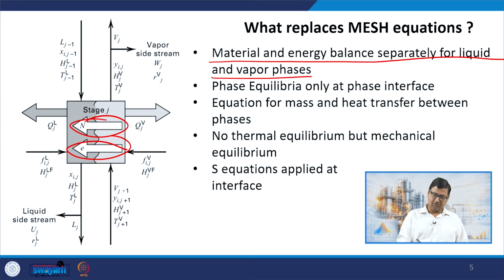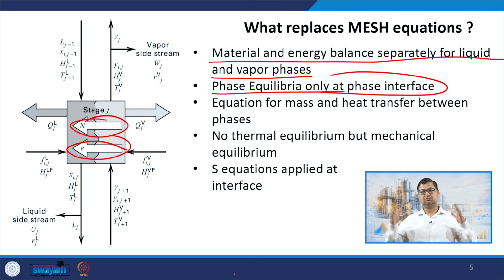We will assume phase equilibria only at the interface. So now the vapor and liquid, the entire thing is not in equilibrium, but at the interface, I am assuming that there is an equilibrium. Of course, the interface can also move, but at the interface condition, we assume that there is a phase equilibrium. That is also kind of an approximation still, but it is a departure from the earlier assumption that the vapor bulk and the liquid bulk were in equilibrium.